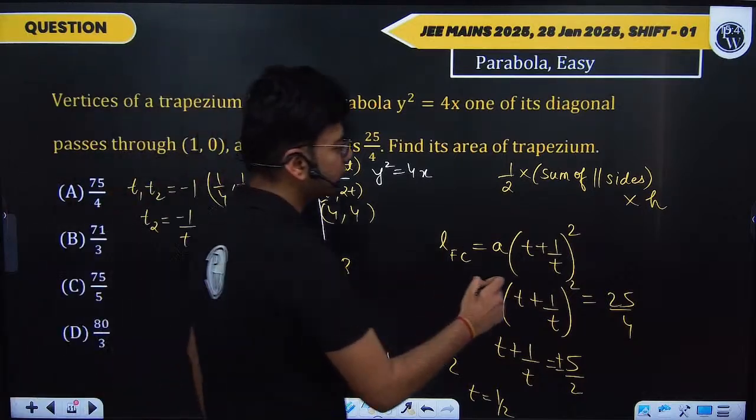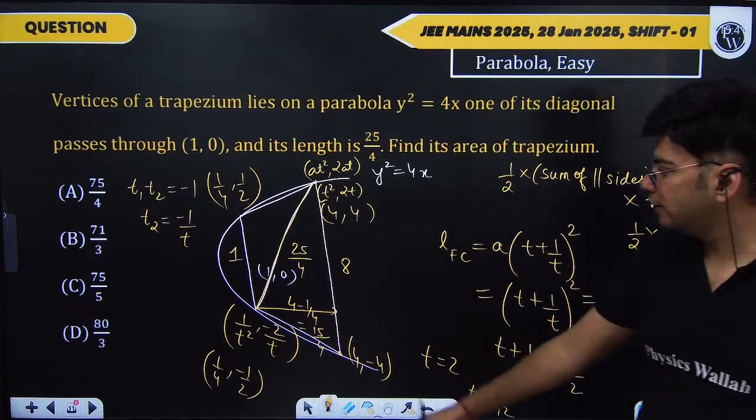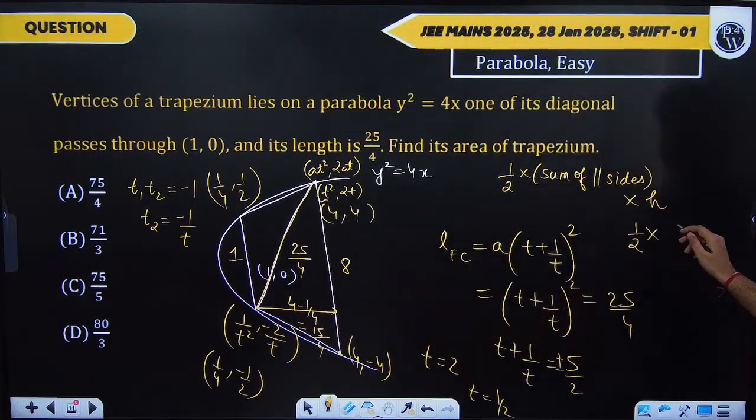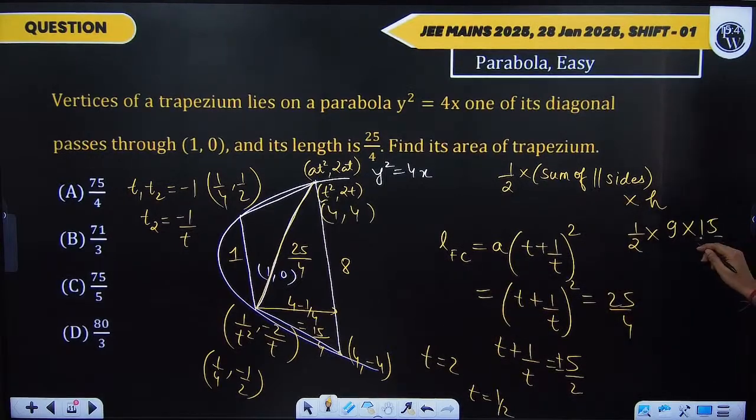Let's substitute all these values. Half into the sum of parallel sides, 1 plus 8, 9, into height, which is 15 by 4. So what we are getting? 135 upon half into the sum of parallel sides into the distance between them.